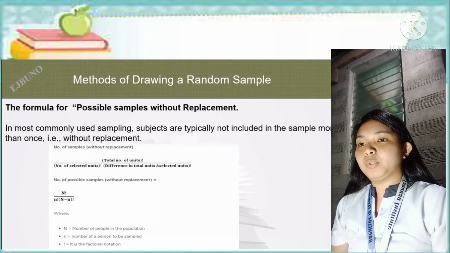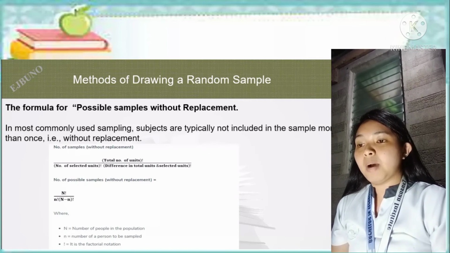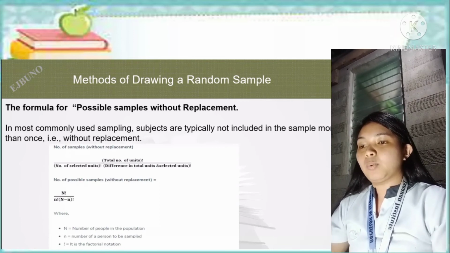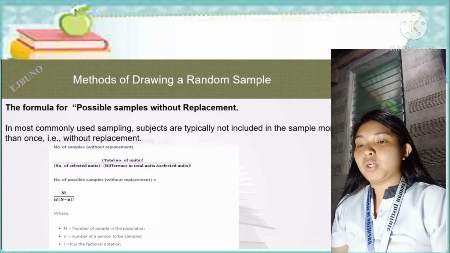The formula for possible samples without replacement is the most commonly used sampling. Subjects are typically not included in the sample more than once without replacement. Total number of units factorial over the number of selected units factorial times the difference in total units and selected units factorial. The number of possible samples without replacement is equal to the population factorial over the sample factorial times the population minus the sample factorial, where capital N is equal to the number of people in the population and small n is equal to the number of persons to be sampled, and the exclamation mark is the factorial notation.